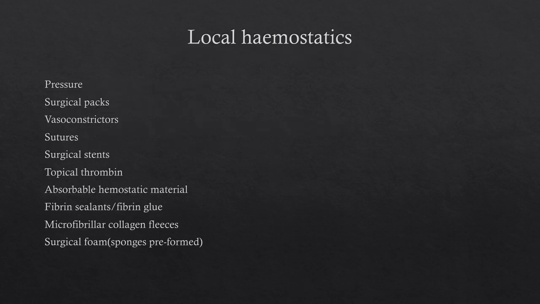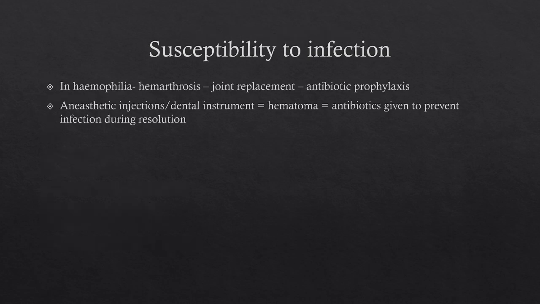Initially, local hemostatics are required. You should practice this whether or not the patient has a bleeding disorder. So pressure is the initial step. Surgical packs, vasoconstrictors, sutures, surgical stents, and topical thrombin can be applied. Absorbable hemostatic material, fibrin sealants or fibrin glue, microfibrillar collagen fleeces, and surgical foams are all available for local hemostasis.